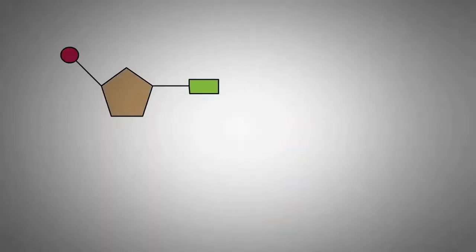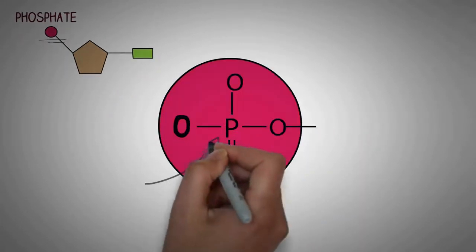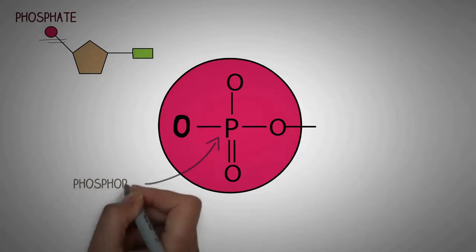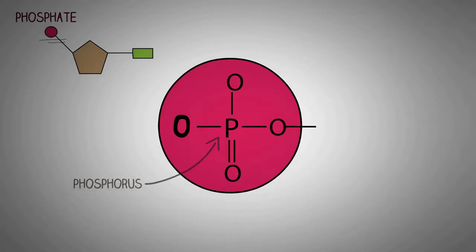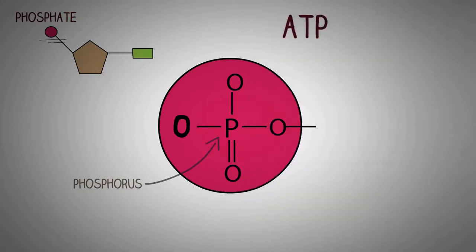The next important group to study in the structure of nucleotide is the phosphate group, which is this entity right here. The phosphate group consists of a phosphorus atom in the center to which 4 oxygen atoms are attached which are negatively charged. The phosphate group is the same phosphate group which is present in the adenosine triphosphate, the energy carrying molecule of the body.